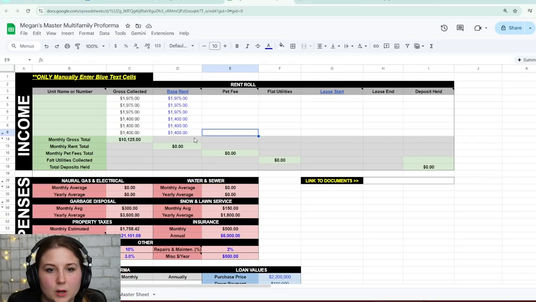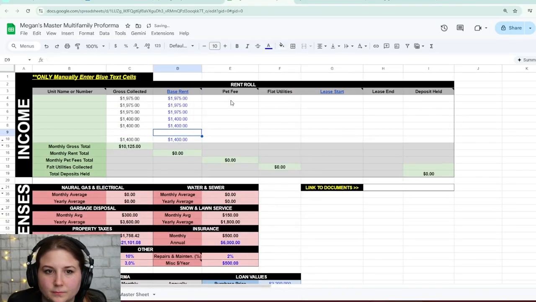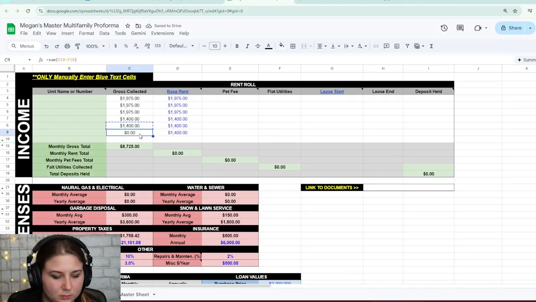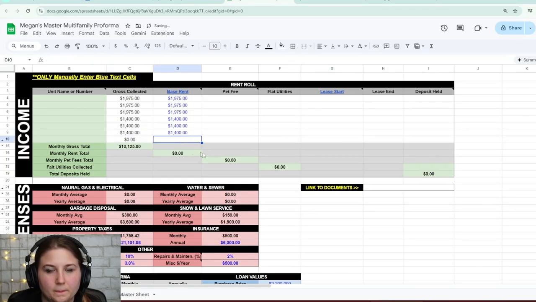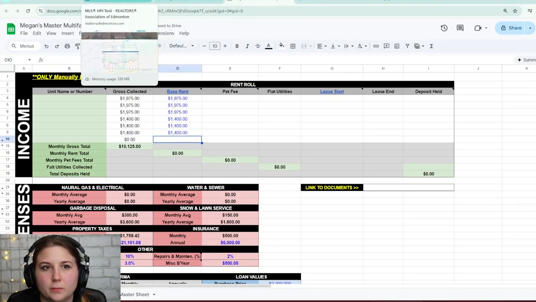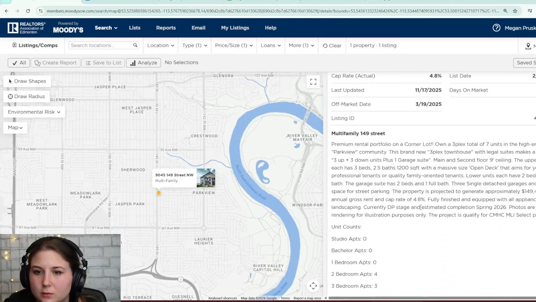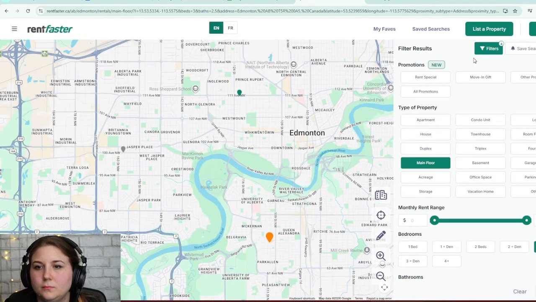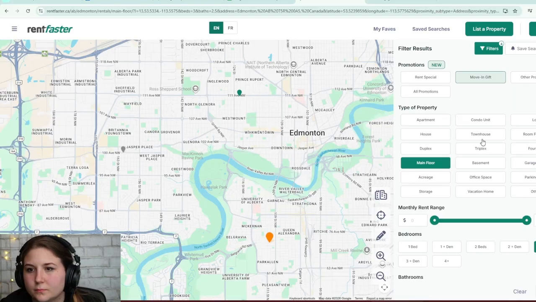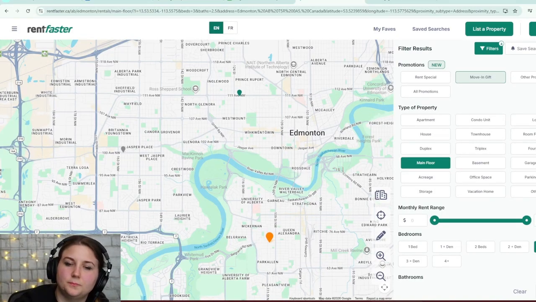Oh, I'm forgetting the garage suite. Uh-huh. Showing me. The garage suite was a 2-bed, 1-bath, right? Yeah, 2-bed, 1-bath. There's a garage suite button. Awesome.